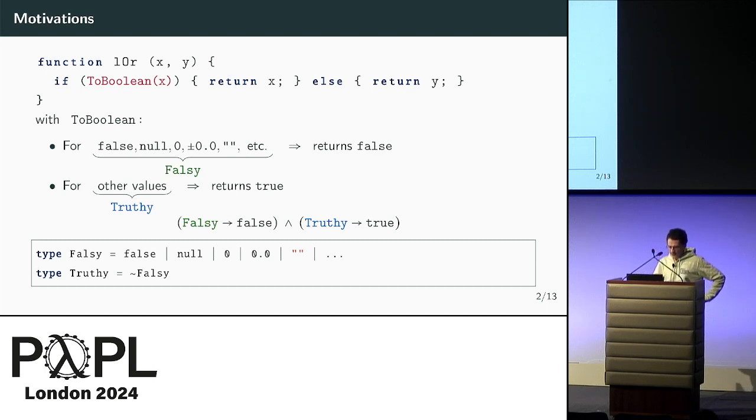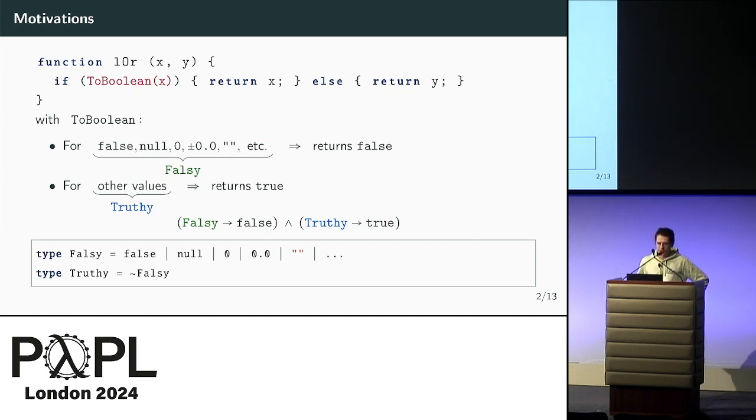We can type it with the following type: falsy to the singleton type false, and truthy to the singleton type true. So here we have an intersection in the type, and it is used to capture the overloaded behavior of toBoolean. The first branch, falsy to false, describes its behavior when we give it a falsy value, and the second branch, truthy to true, when we give it a truthy value.